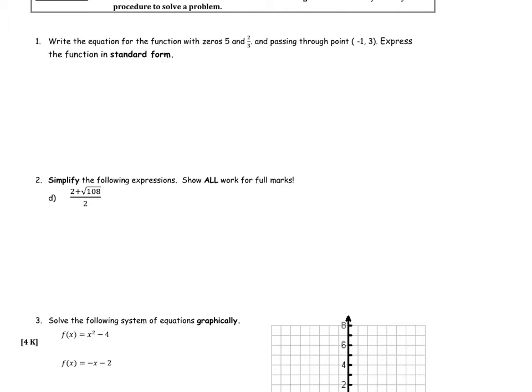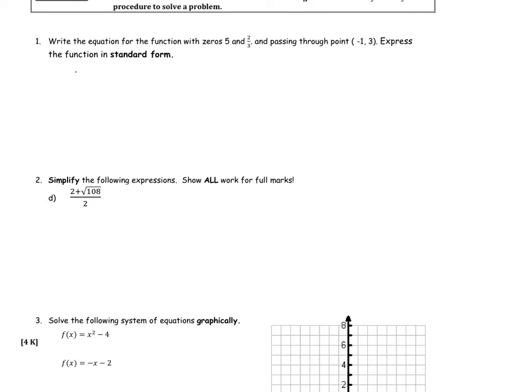In this video, I'm going to go through some of the problems in Unit 1 test. The first question is: write the equation for the function with zeros 5 and 2 over 3 that passes through the point negative 1 and 3. We are supposed to express the final function in standard form.